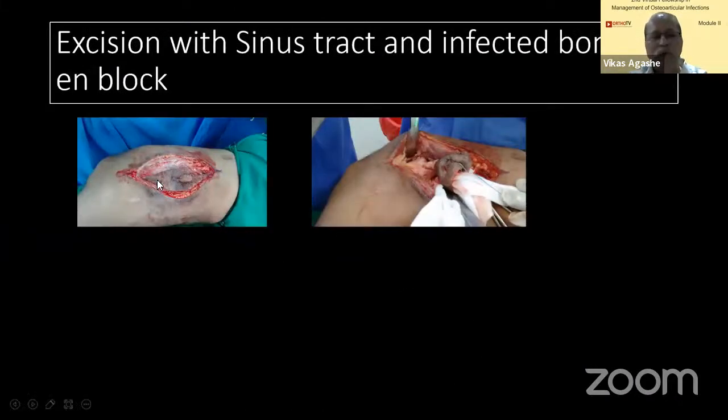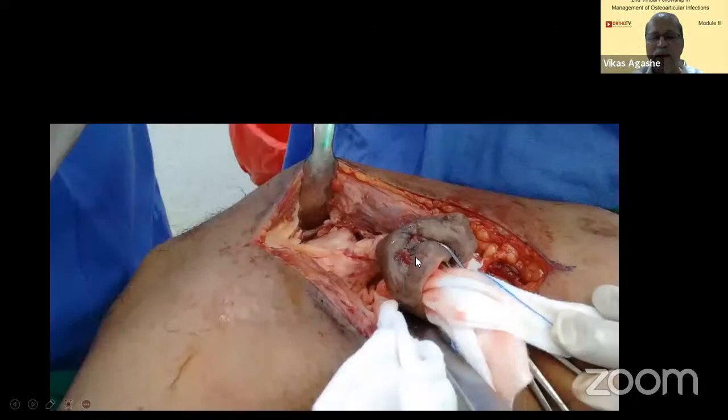The plan was to do an aggressive debridement or excision followed by some stabilization. Here you can see I've excised the sinus, gone up to the bone, that's the sinus tract, that's the non-union site or pathological fracture site.